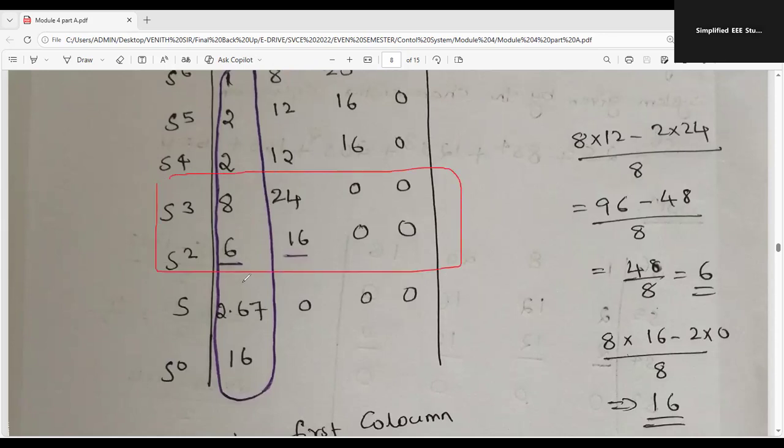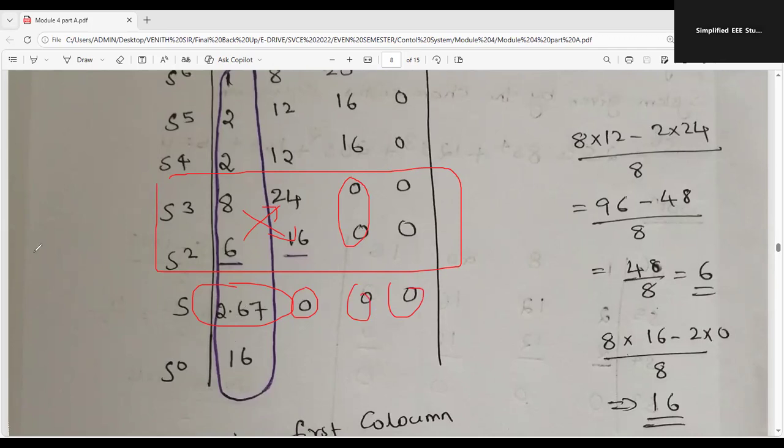Yes, I consider two rows. Then I want to calculate this element. How to calculate? 6 into 24 minus 8 into 16, divided by 6. I got 2.67. So the rest of the elements here are 0 only, no? So you put 0, 0, 0. That is done. So now what can you do?